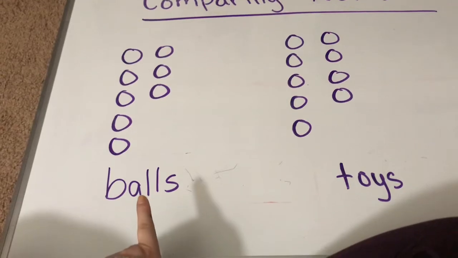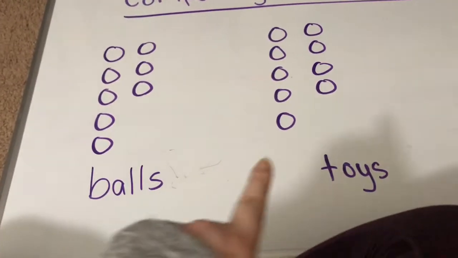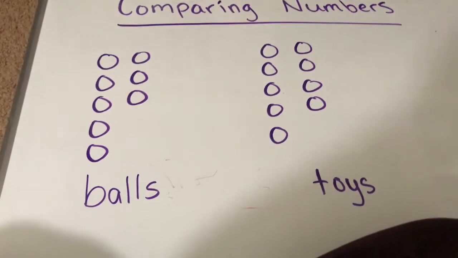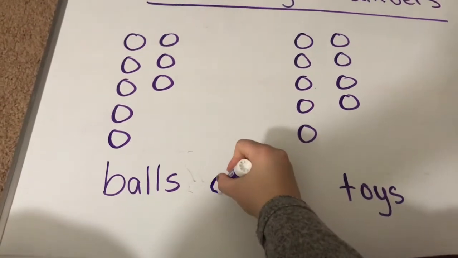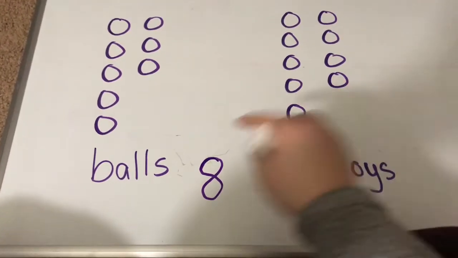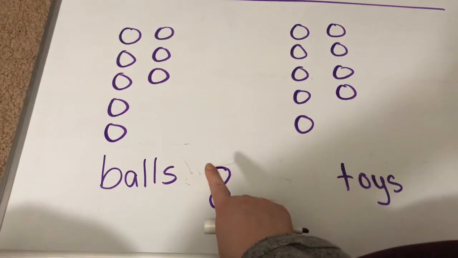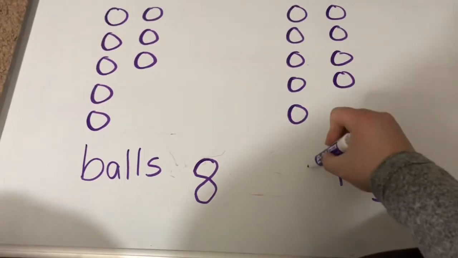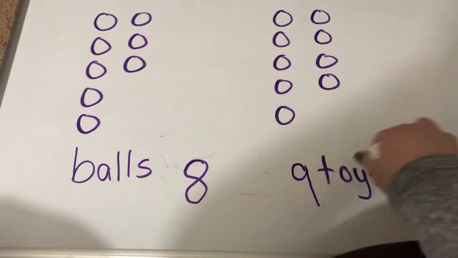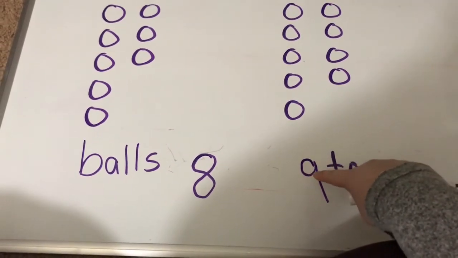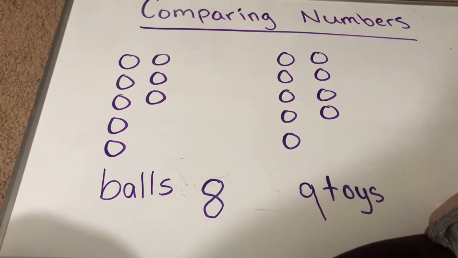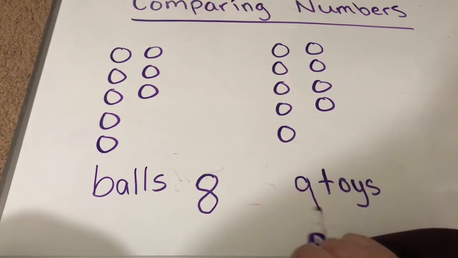Let's compare those numbers on my whiteboard. Nimbus had 8 balls, and Minerva had 9 toys. Let's write that down. 8. Can you practice writing 8 with your finger? And Minerva had 9. Can you practice writing 9 with your finger? Around and down. Great. Which cat had more? Nimbus or Minerva?